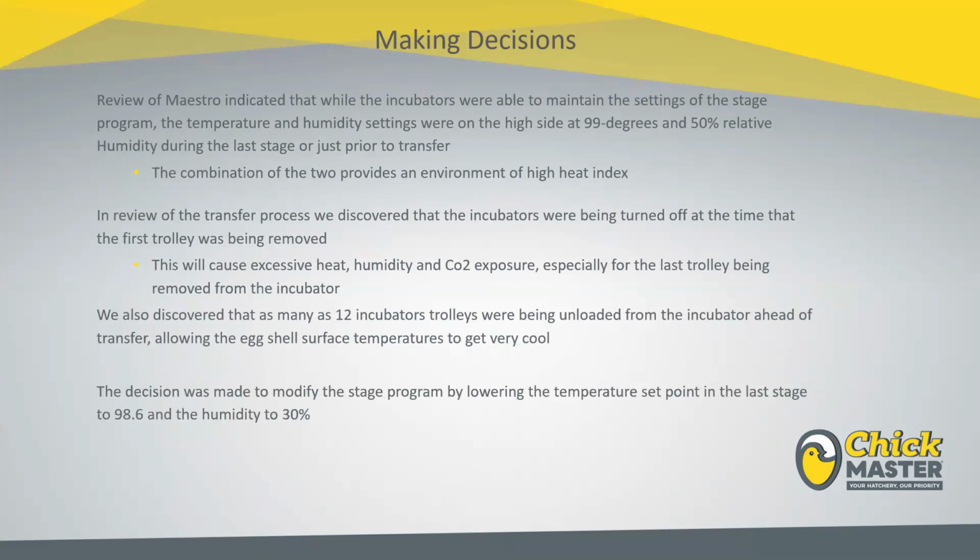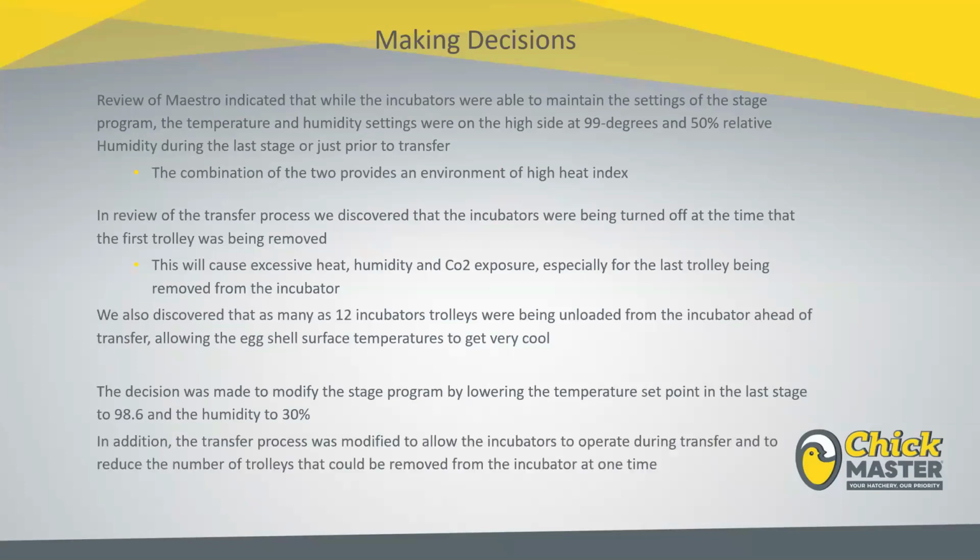So we followed those steps. We dropped stage program temperature and the humidity during the last stages. In addition, we modified the transfer process so that once they open an incubator and remove the trolley, they close the door back, allowing the machine to continue to run, and to minimize the number of trolleys that were going to be in the transfer room at any one time. And all of these minor changes made a huge improvement for that specific hatchery, because it was a process that they were doing throughout.